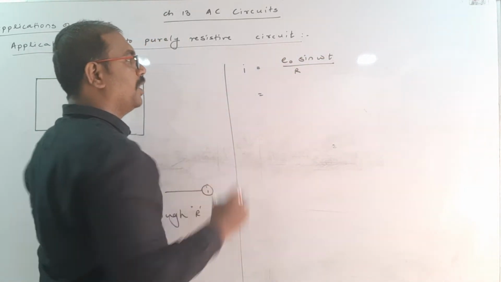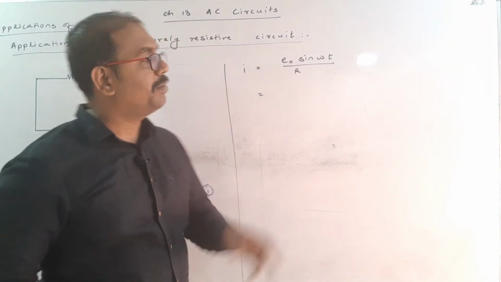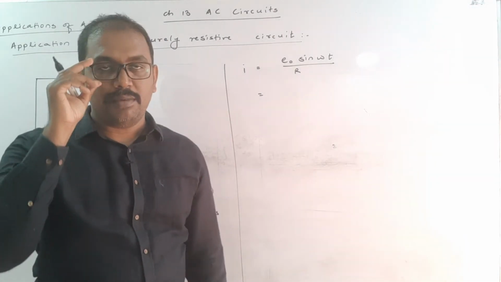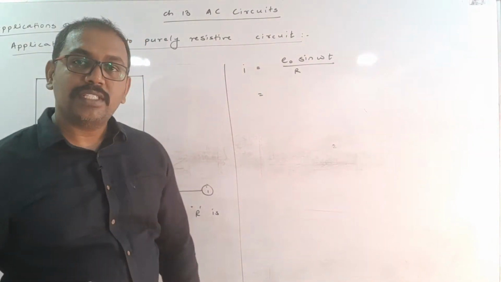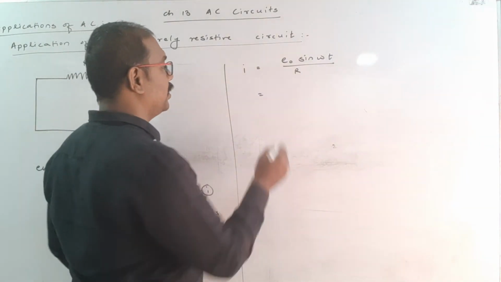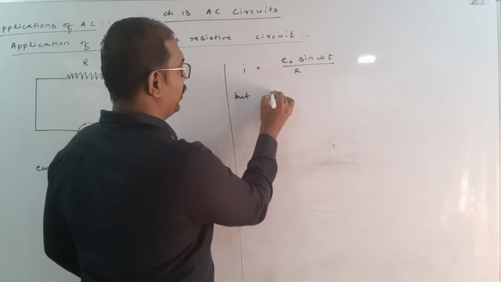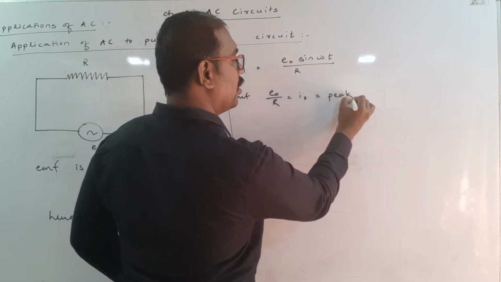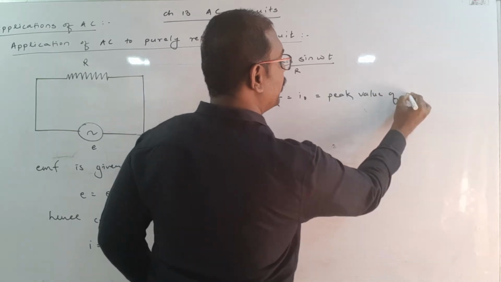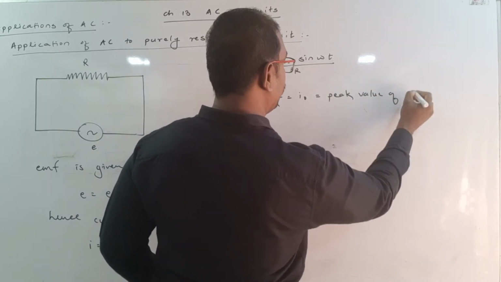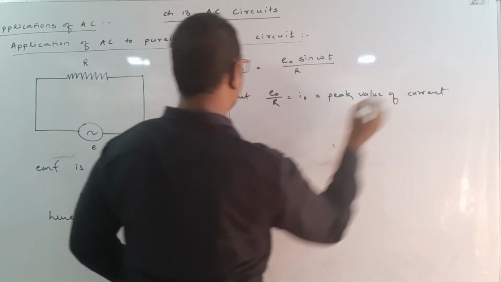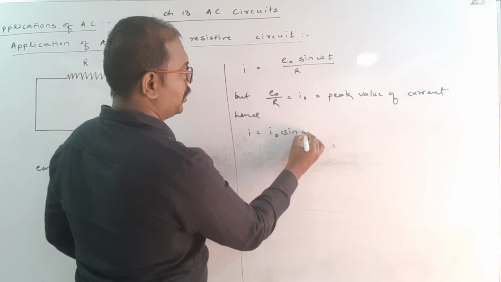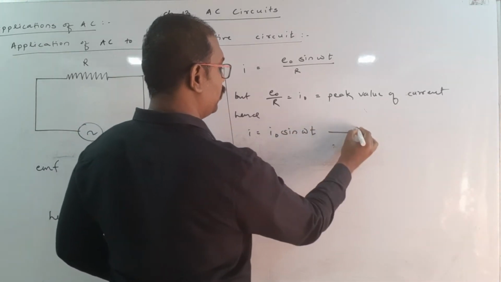So this E0 is the peak value of the EMF, R is the resistance. Peak value of the EMF divided by resistance gives us the peak value of the current. Here E0 by R is equal to I0, the peak value of current. Hence, we get I is equal to I0 sine omega t, equation number 2.